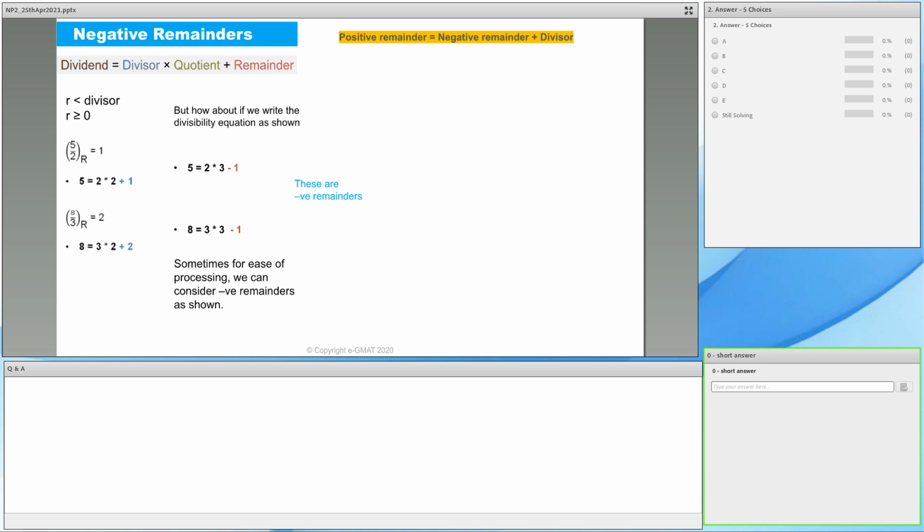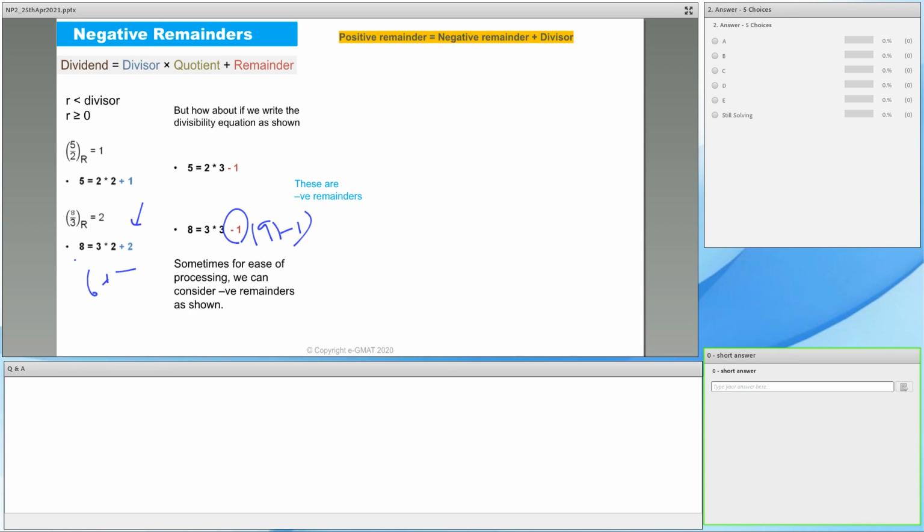So another example, say you're dividing 8 by 3. You could write this as 6 plus 2. That's what I've done here, positive remainder. Or you could say 9 minus 1. So 3 into 3 minus 1. Why is this interesting? In a lot of cases, it's much easier to calculate if you're using negative remainders than when you're using positive remainders. And we'll see examples of that as well.